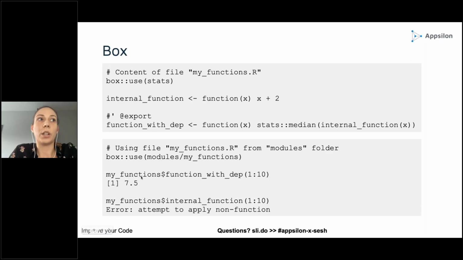It's also the name of the module, then $, and the function that you want to use, and you can just use the function. If you try to access any internal function, so one that wasn't exported, you will get an error because it wasn't exported, so you cannot use it outside of the module.